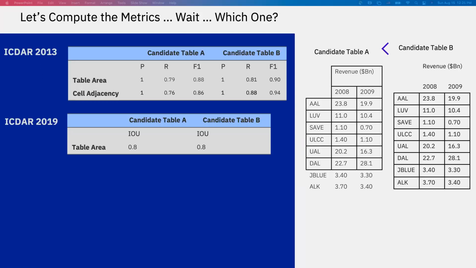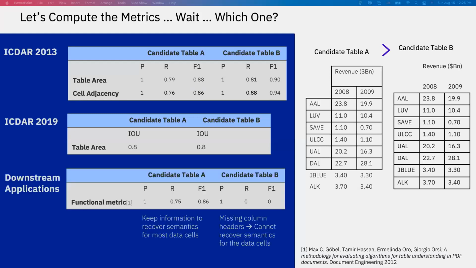And then look at the second metric called the cell adjacency. So here, based on cell adjacency, because table A misses out more cells, for cell adjacency, it performs much worse than table B. However, my question is, is it really the case that table B is a more desirable output than table A? Let's look at the downstream application, right?